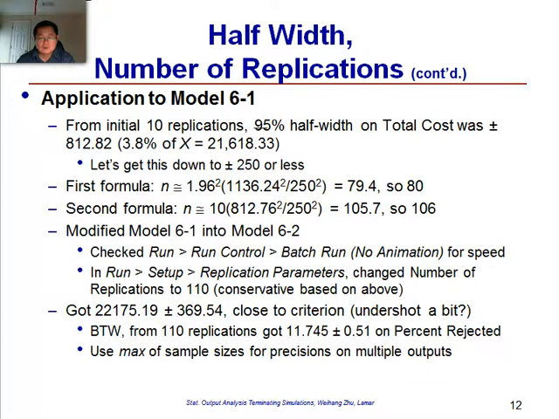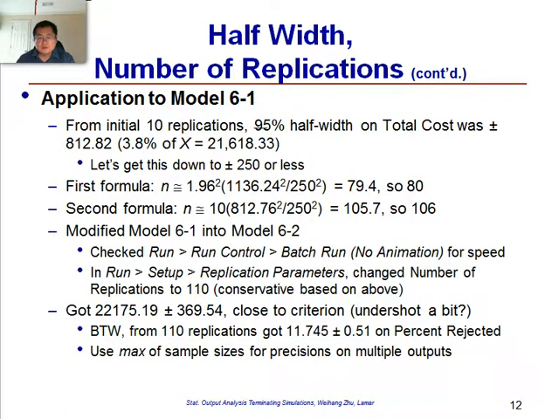Going back to Model 6-1, with the first 10 replications, we get the 95% half-width as shown in cell A13. We wanted to go down to 250 by using the formulas from the previous slide. We got 80 or 106. We can be a bit generous and set n to be 110. We save this model as Model 6-2 and rerun it with 110 replications. As a result, the half-width goes down to 370.